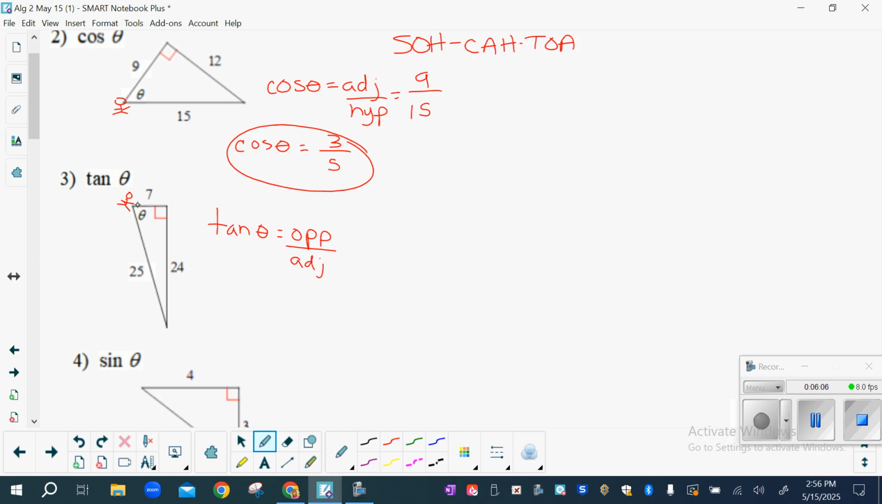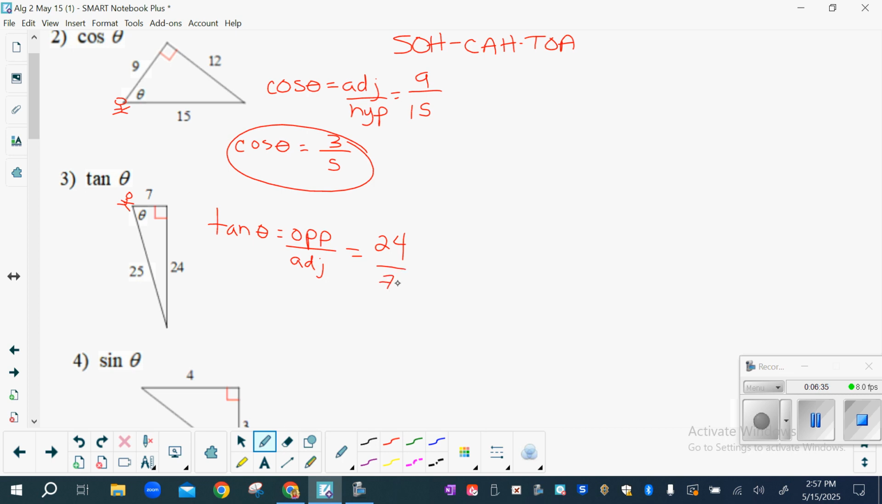It's important that we know. So opposite from that, what side is opposite from that theta? 24 is the opposite. So 24, and then what would be the adjacent? 7, that's right. So 24 over 7.